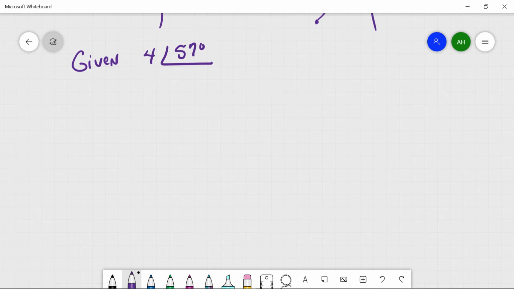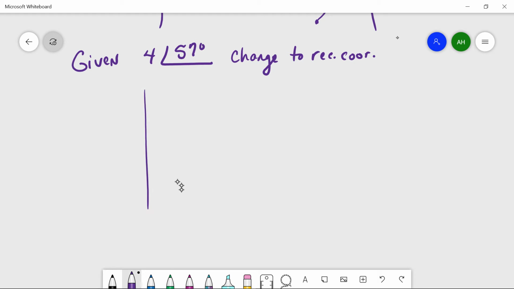Okay, so let's see. We've been given this, and they're asking us to change to rectangular coordinates. All right, so I'm going to take this and I'm going to graph it. This is not an exact science right here. This is just a picture to help you out, okay? So I know the length here is 4. I know this right here is 57 degrees. All right, so think about the fact that I can form this into a triangle, right? And remember our sine, cosine, and tangent? And so this over here would be my opposite side, and this is my adjacent side.